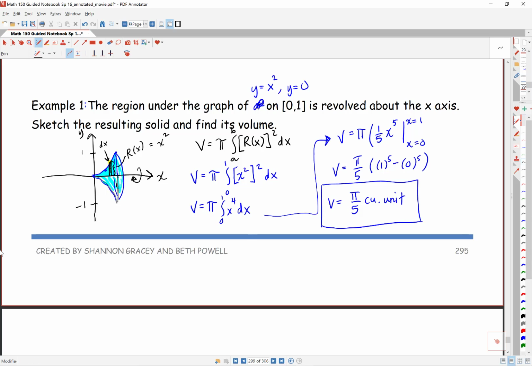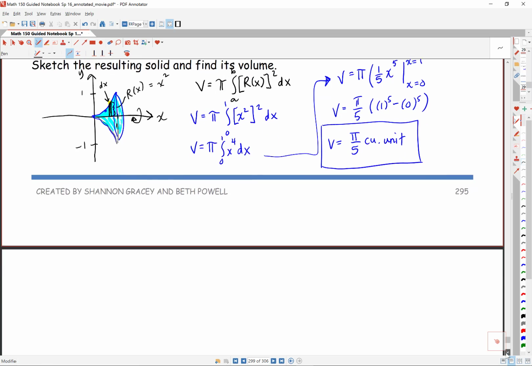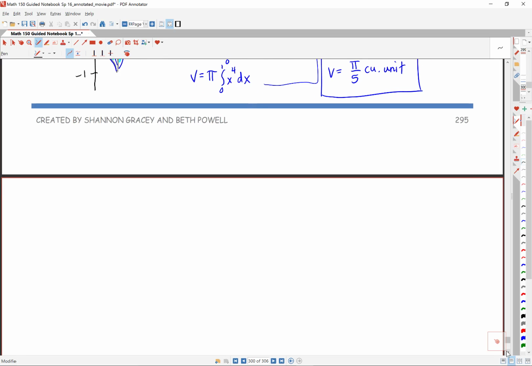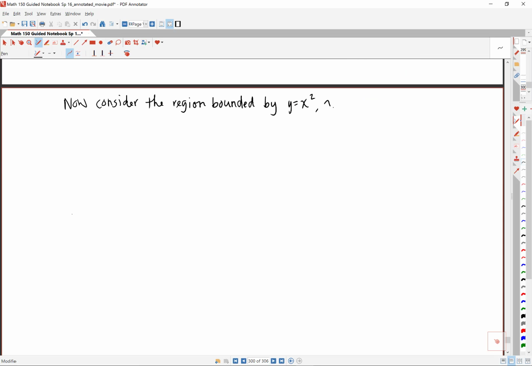So considering the same region, let's now consider the region bounded by y equals x squared, y equals 0, and x equals 1, and revolve this about the y-axis.